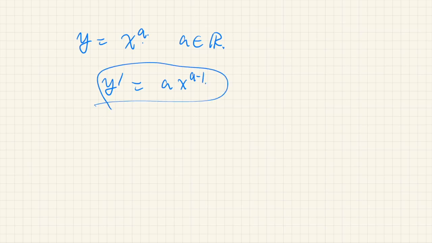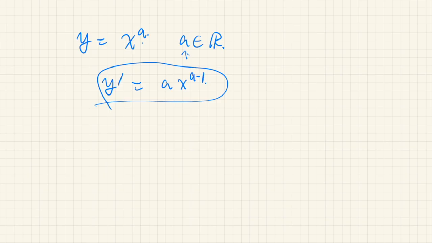Okay, another example. Let's consider y equals x to the power of a, where a is any real number. And we already know that when a happens to be a natural number, then the derivative of this function is just a times x to the power of a minus 1. But actually this equality holds for any real number a, not just for natural numbers. So let's prove that.